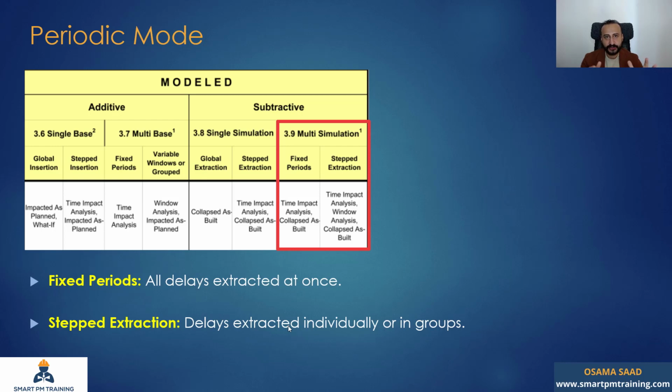It is not a factor in my analysis. I'm going to maybe extract a specific event or a specific delay and see the outcome, or I might choose to remove all concrete delays and see what happens. So this is for stepped extraction. And this is it for the 3.8 and the 3.9.